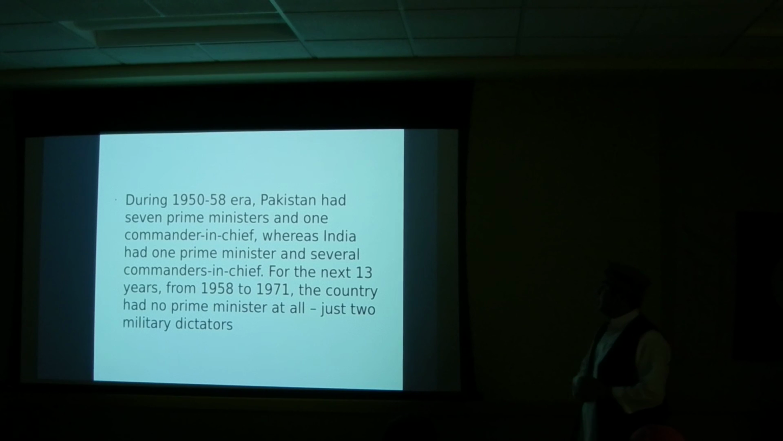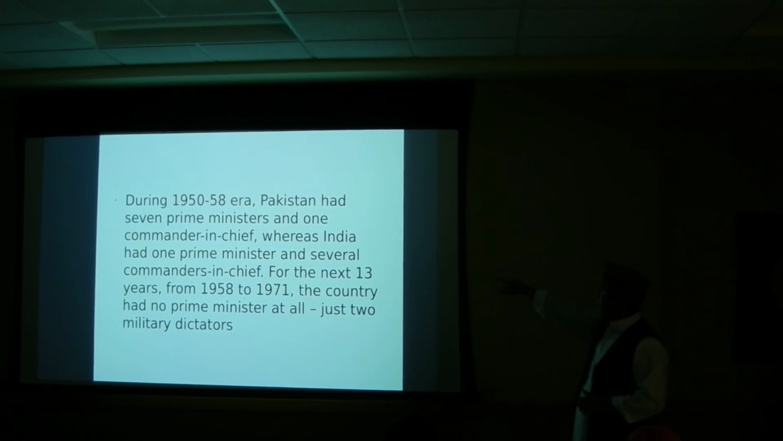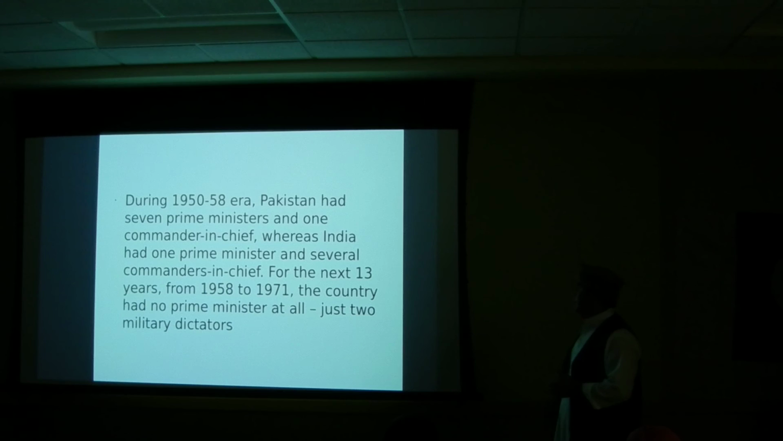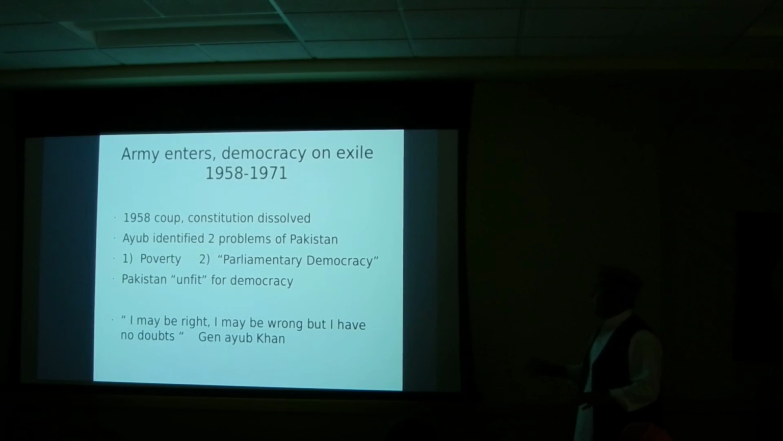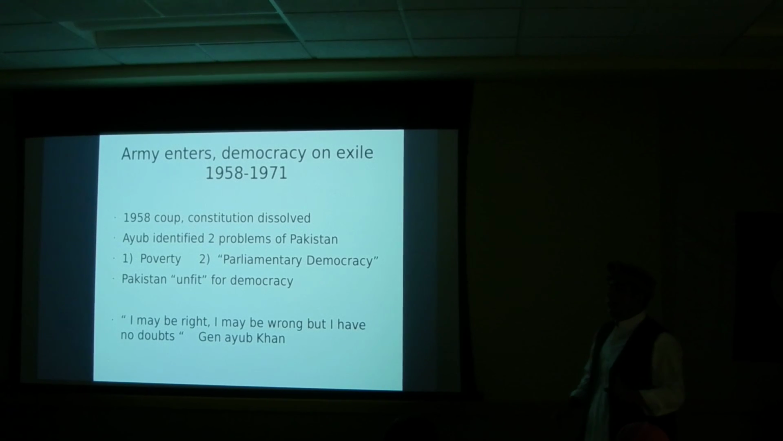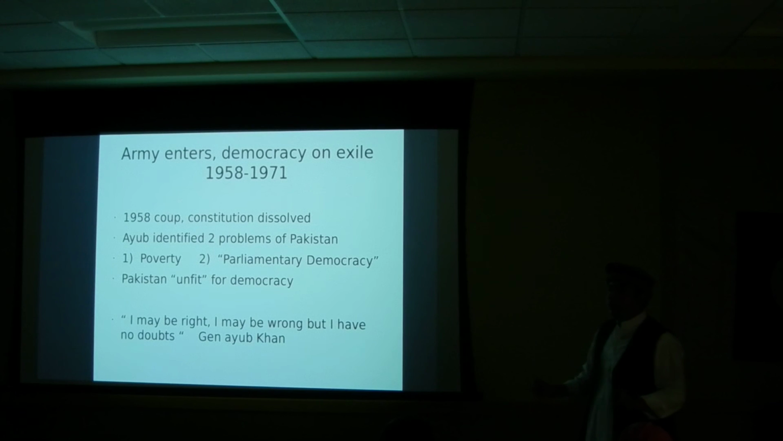During 1950 to 1958, there were 7 prime ministers in our country and 1 military chief. As you can see, India had 1 prime minister and several commanders-in-chief. And for the next 13 years, there were only 2 military dictators and no prime minister at all. Now, as the army enters, democracy goes into exile. So Ayub identified 2 problems: one is poverty and the other is parliamentary democracy. He thought Pakistan to be unfit, or immature, for democracy.